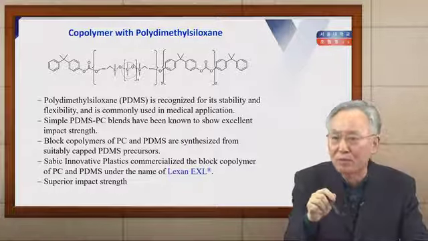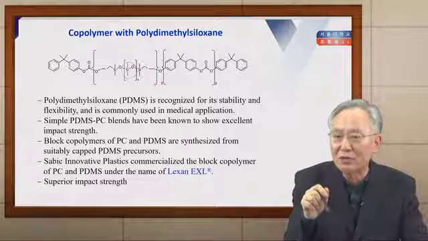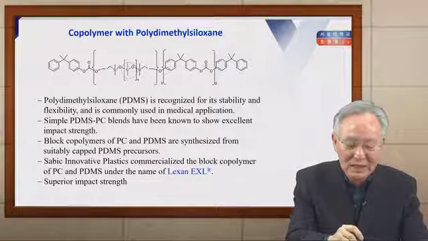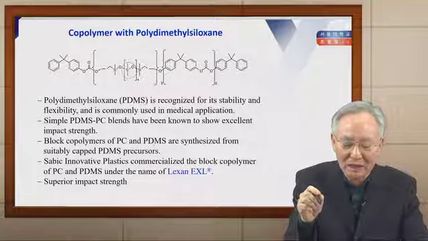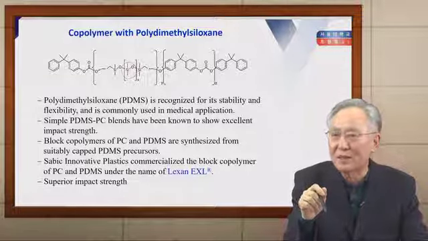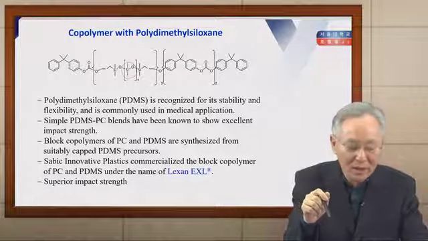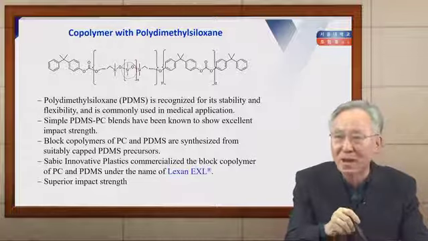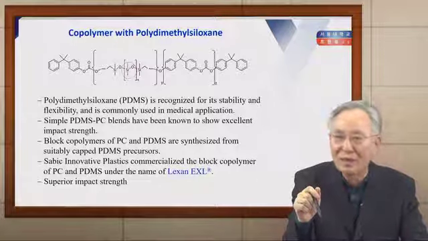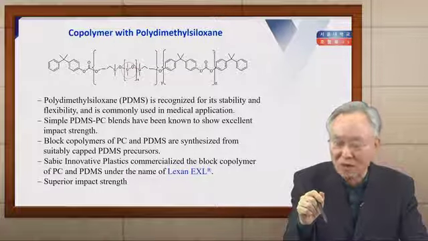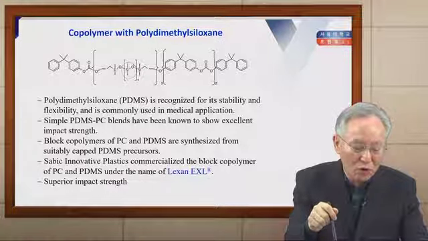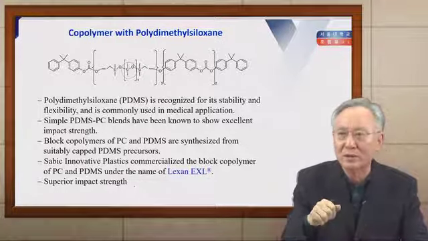Another method to improve impact strength of polycarbonate is to use block copolymerization. The block copolymers of PC and PDMS, polydimethylsiloxane, are synthesized from suitably end-capped polydimethylsiloxane precursors. Indeed, SABIC Innovative Plastics commercialized the block copolymer of polycarbonate and polydimethylsiloxane under the trade name of Lexan EXL. This Lexan EXL is known to show superior impact strength.